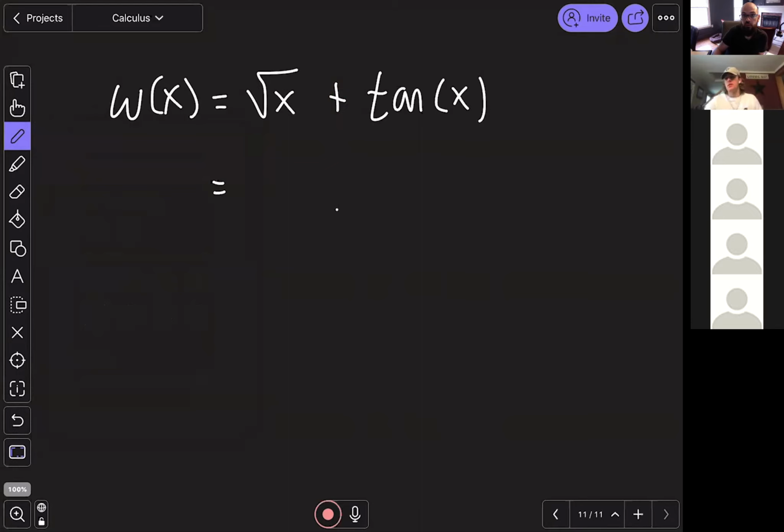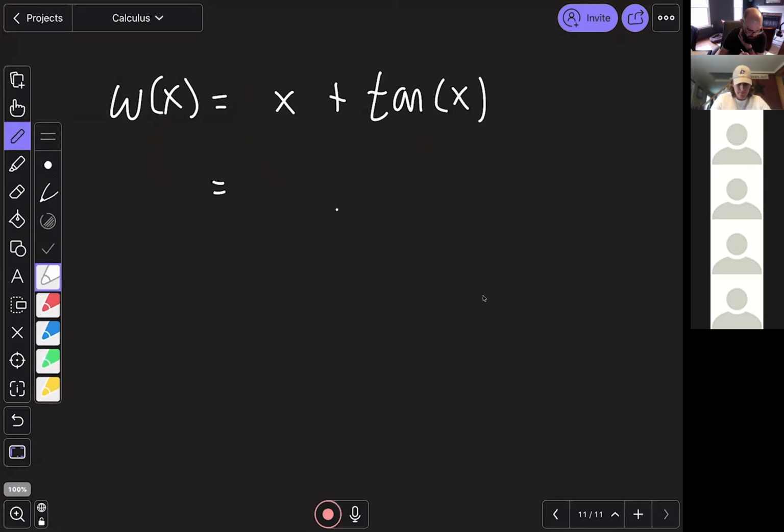So for square root of x, there's a couple ways around this. I think the most common thing to do is to first go ahead and rewrite the square root as x to the 1/2 power. And then for this part, I'm going to use just power rule. So we'll note this derivative is 1/2 x to the negative 1/2.